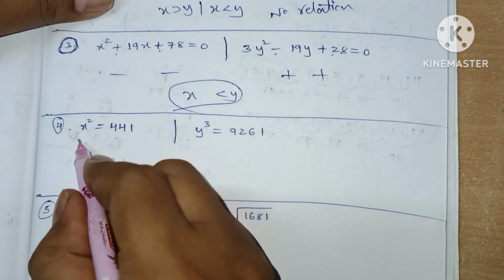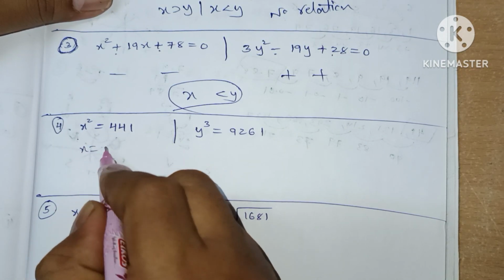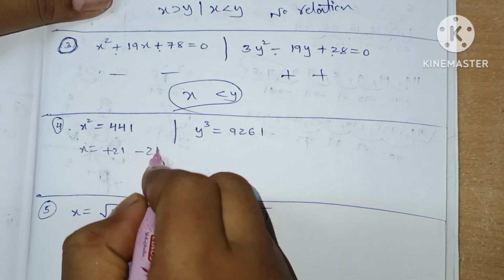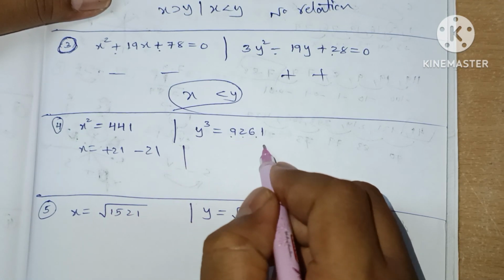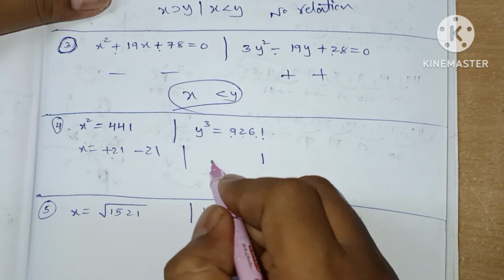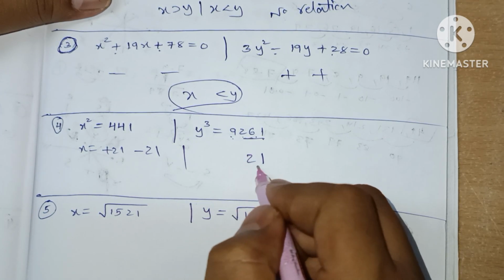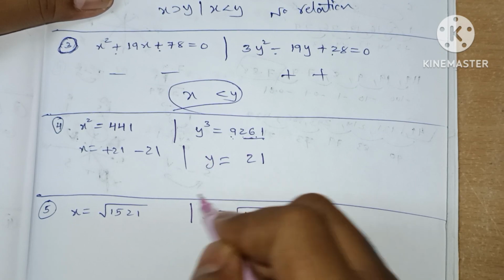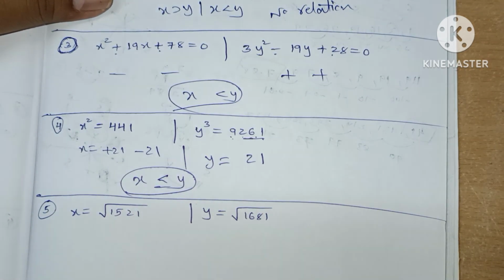Next, fourth one. x square equals 441, which means x value will be plus 21 or minus 21. Here y cube value is 9261. Unit digit is 1, so 1. Leaving 3 digits, 9. 2 cube will be 8. Okay. Y value is 21. Now by comparing these two, it is clear that x is lesser than or equal to y.